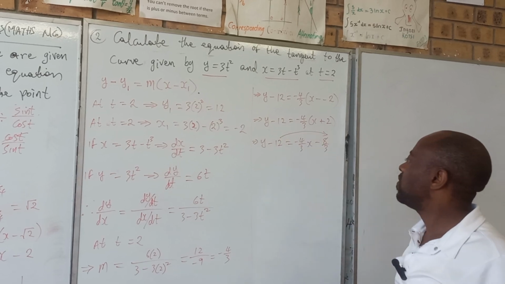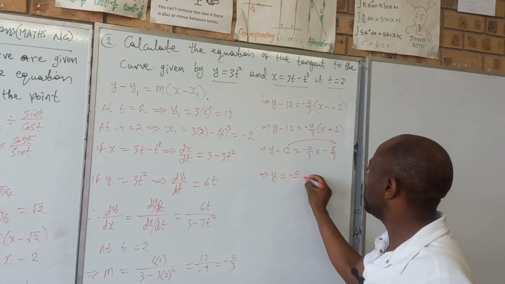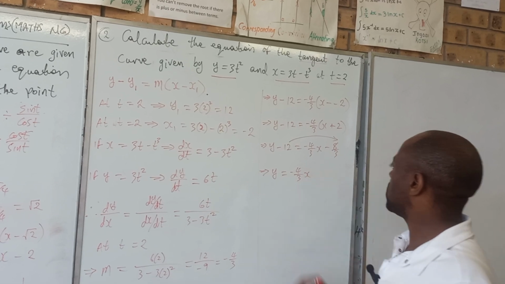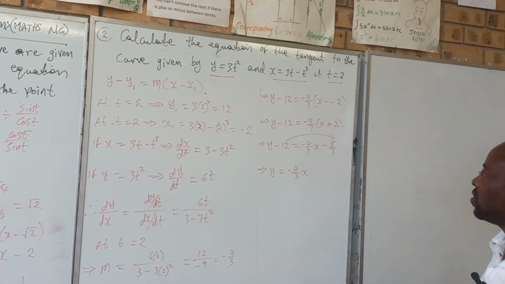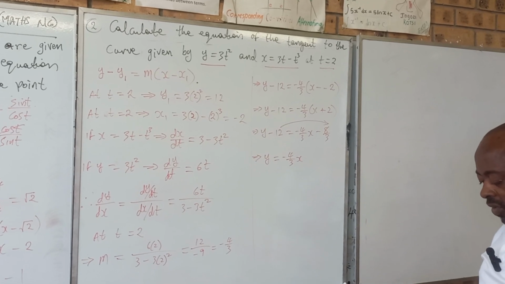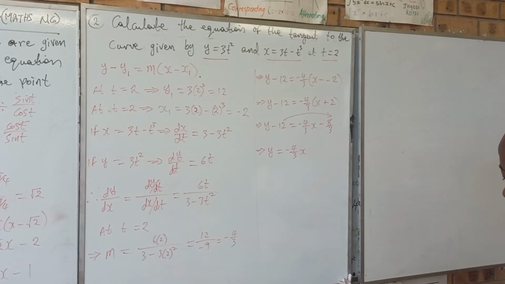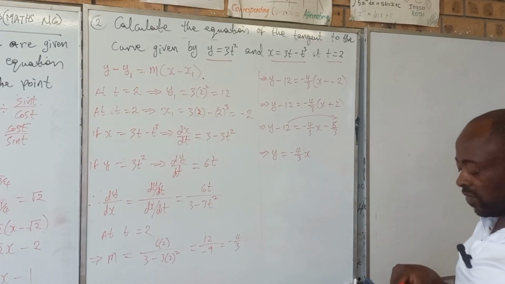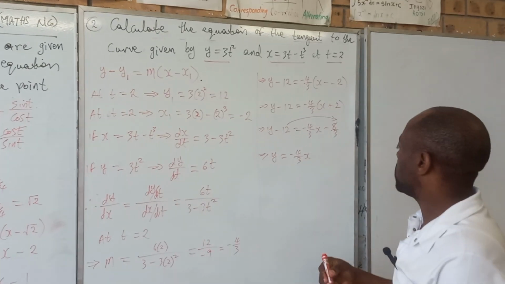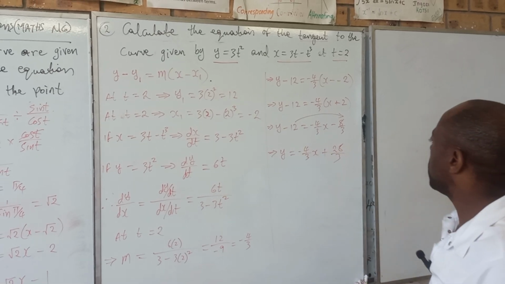So 12 will then cross over. If negative 12 crosses over, it becomes positive. So we now need to take 12 minus 8 over 3. That gives us 28 over 3 being positive. So we get plus 28 over 3.